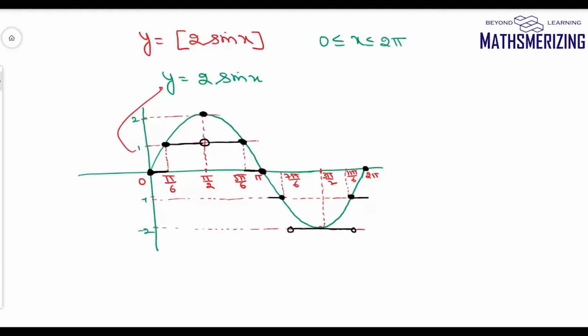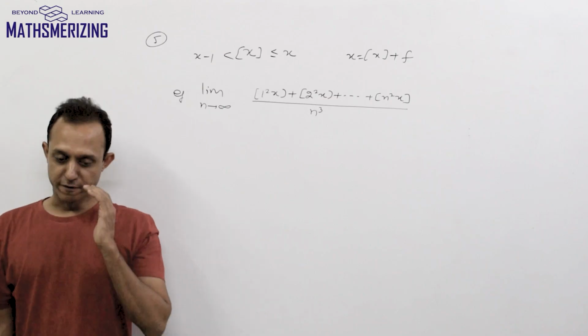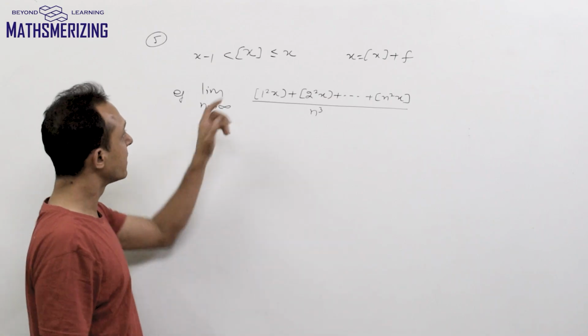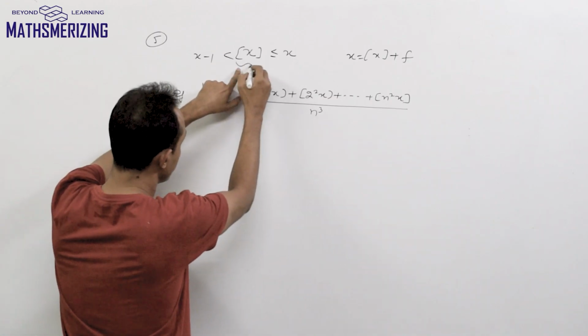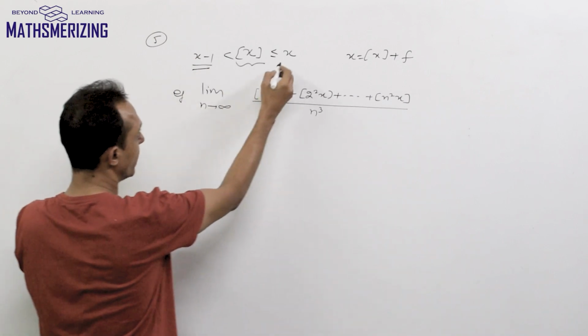And now in this graph, they may ask you to find continuity, differentiability, area, or the value of a definite integral. We can find it simply using the graph. Now the fifth property of the greatest integer function is that the value of the greatest integer function of x will lie between x minus 1 and x.